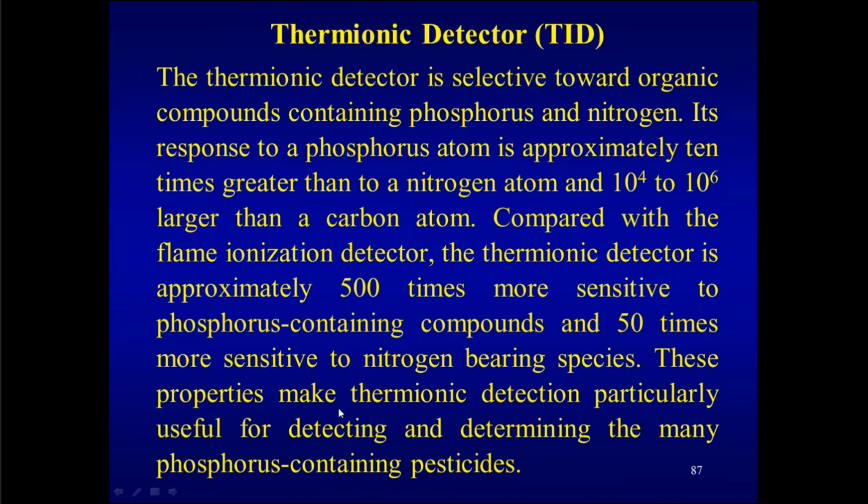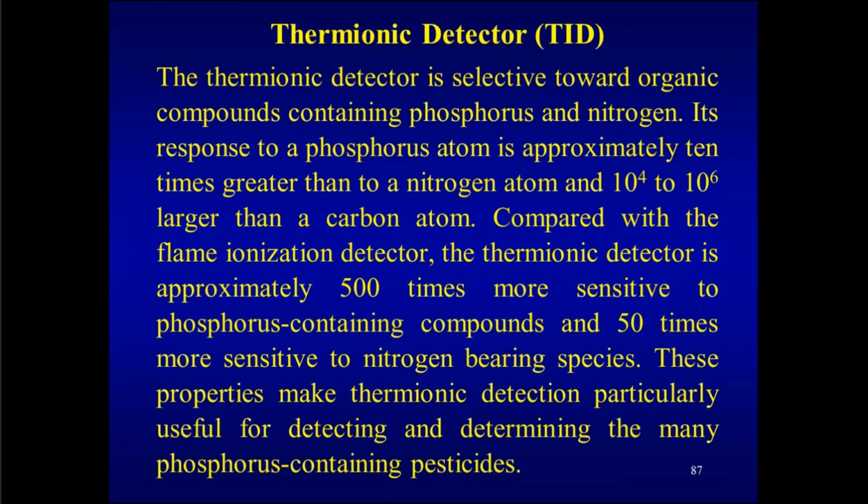These properties make thermionic detection particularly useful for detecting and determining the many phosphorus containing pesticides. That's why it's more used in the pesticide industry compared to pharmaceutical industry. And how does it become so sensitive towards phosphorus and nitrogen containing compounds?